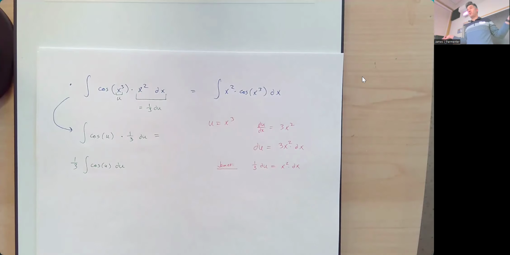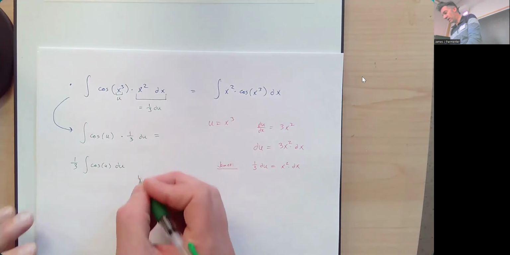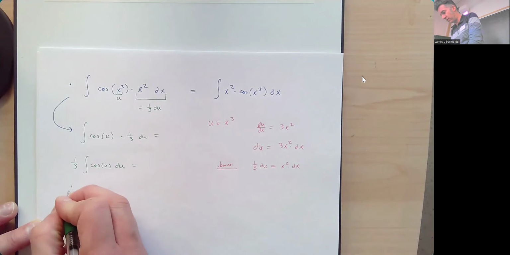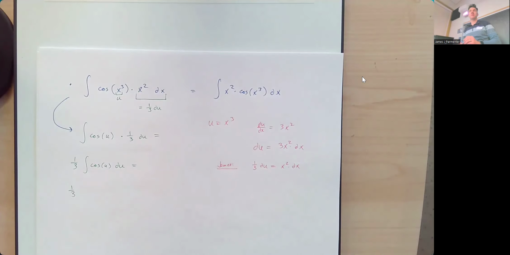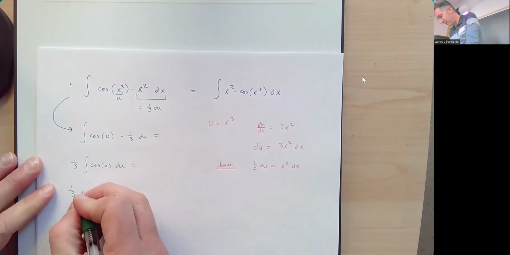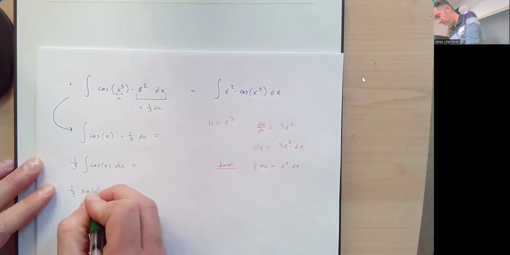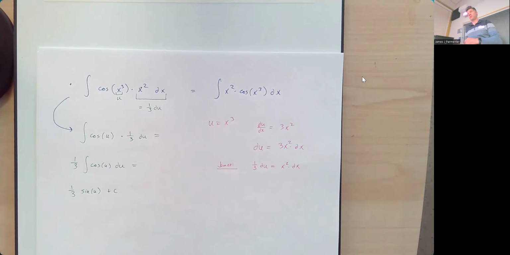Okay, we're ready to do what the instructions told us to do. The instructions are telling us to find the antiderivative of cosine of u. What is the antiderivative of cosine of u? Is it positive sign or is it negative sign? Positive sign. So you get 1/3 times sine of u plus c, right? We still need the plus c.